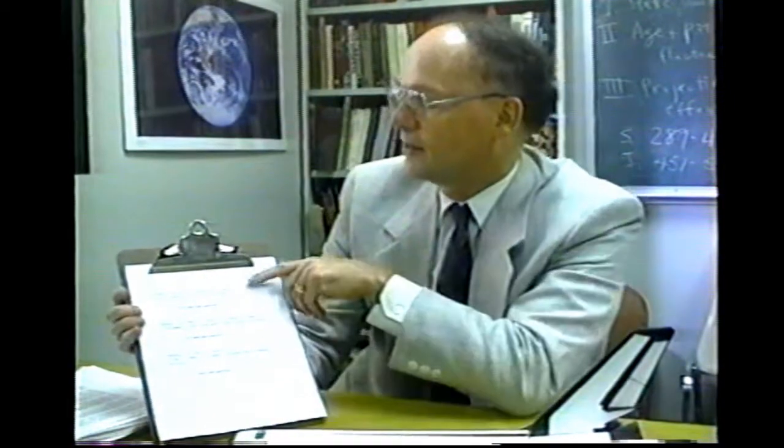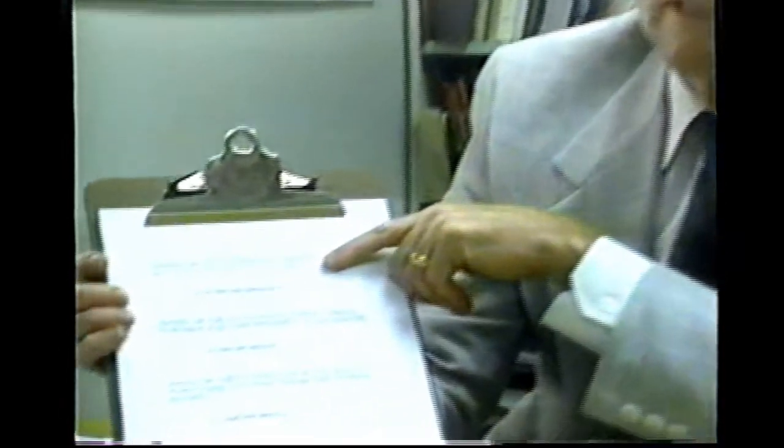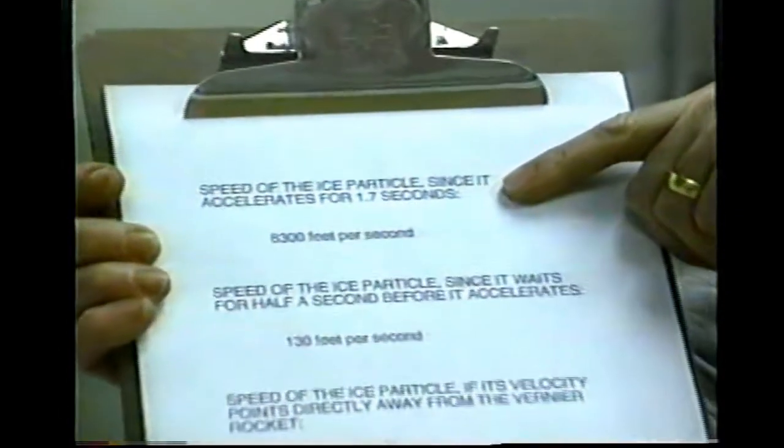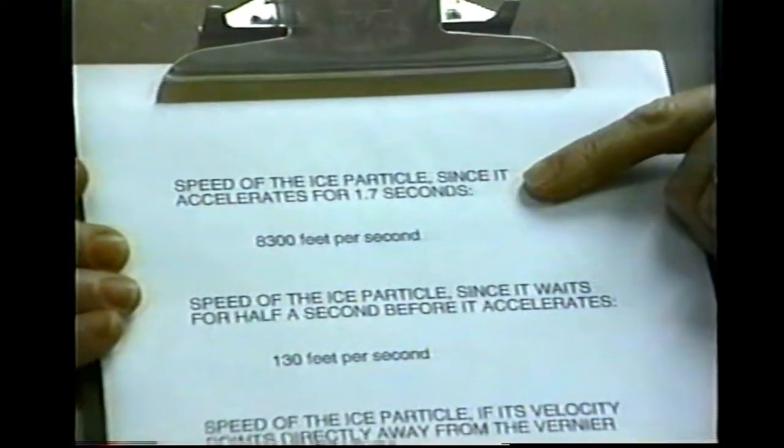So that's a fourth, simpler proof that the object was not an ice particle. Why don't we sum up the third and fourth proofs? I have another little thing to look at here that puts it all together for us. Since the ice particle accelerates for 1.7 seconds, it's got to be going at about 98% of the exhaust velocity.